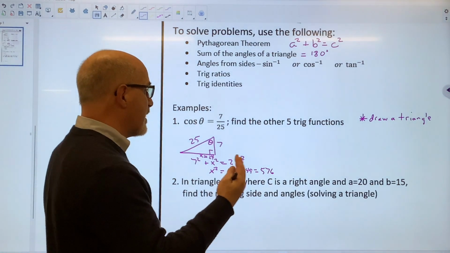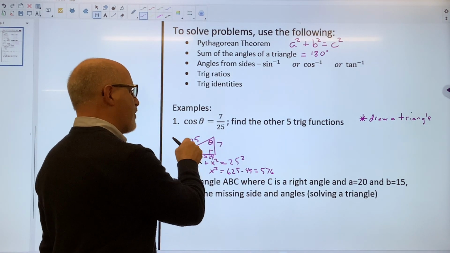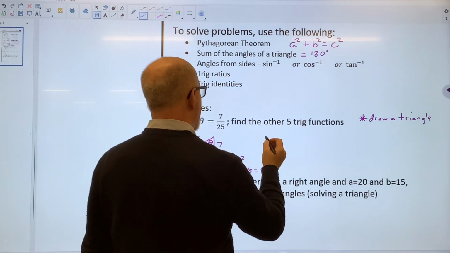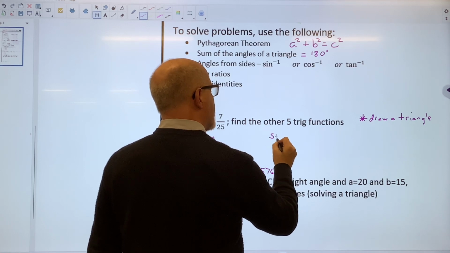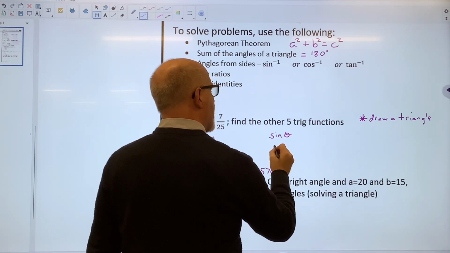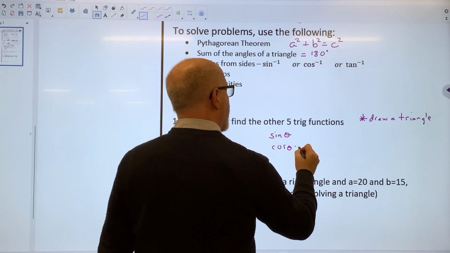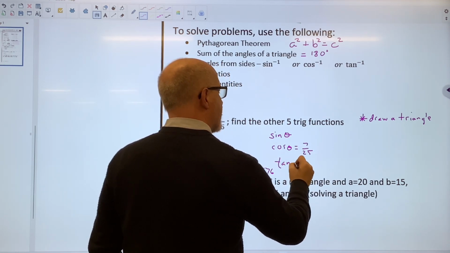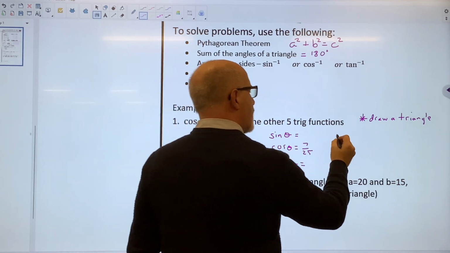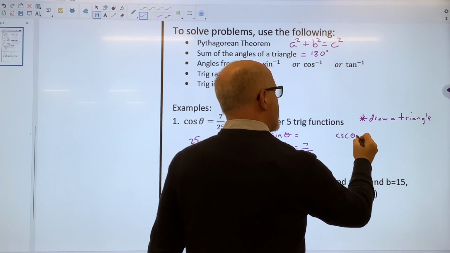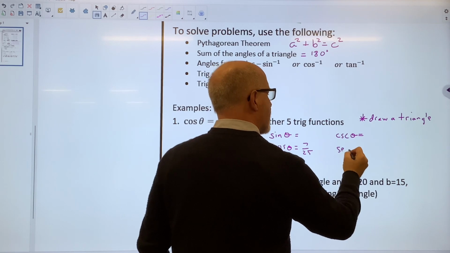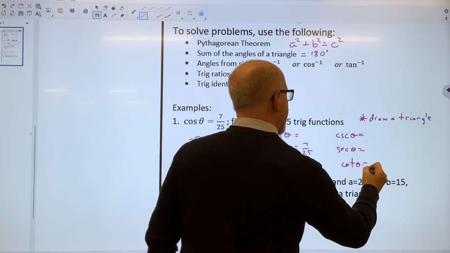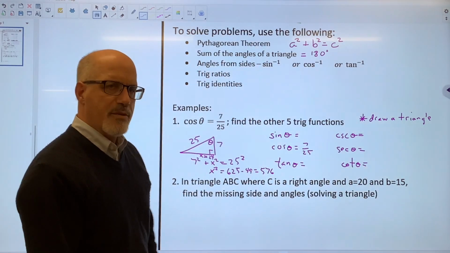Those of you who remember those would find them handy. 7, 24, 25 could be used here. Now, we're going to find the other 5 trig functions. I'm going to just list out everything here. We want to know sine of theta, cosine of theta we've got is 7 over 25, and tangent of theta. And then we want to also find, and I'm going to list them with their reciprocals right across. And then we're going to find these missing 5. Okay, we've got the 1 ratio, find the other ones.